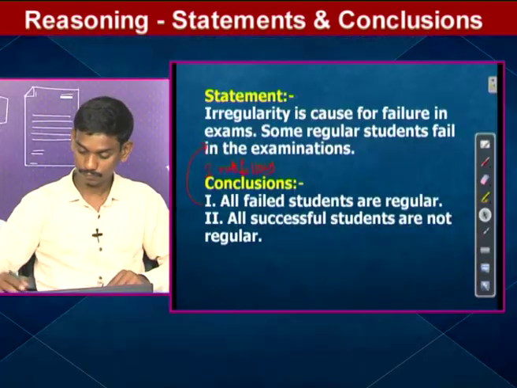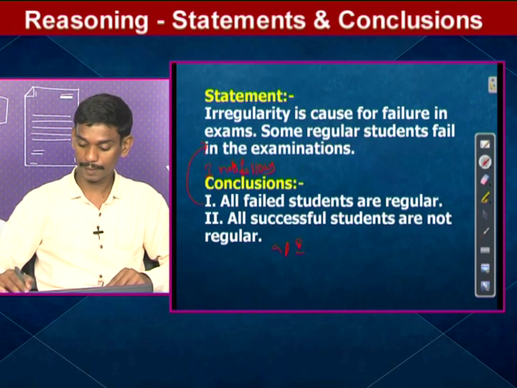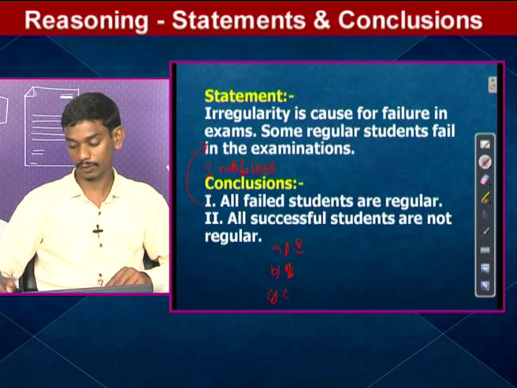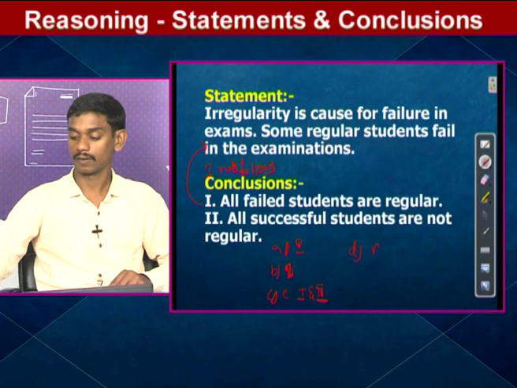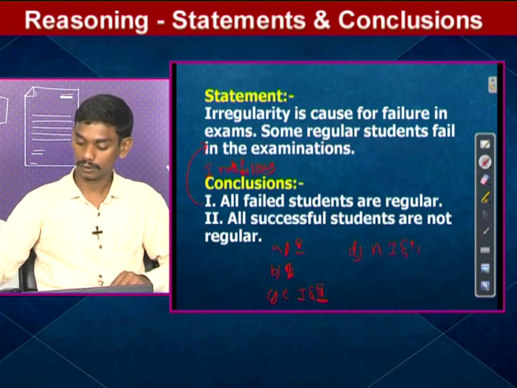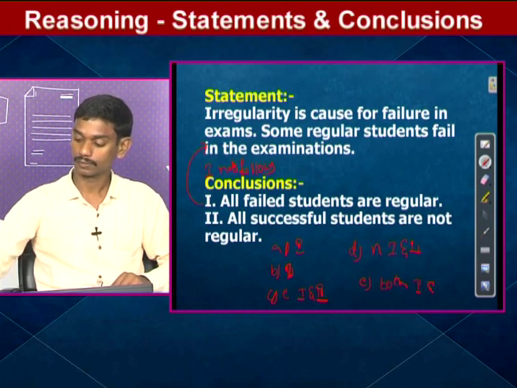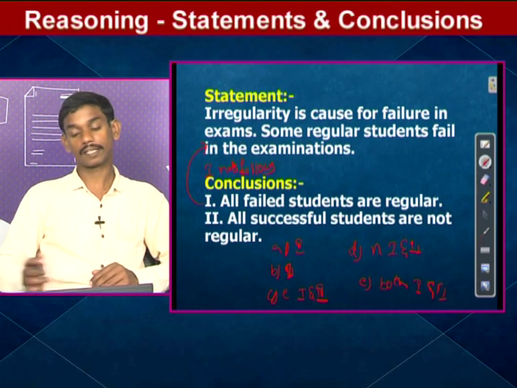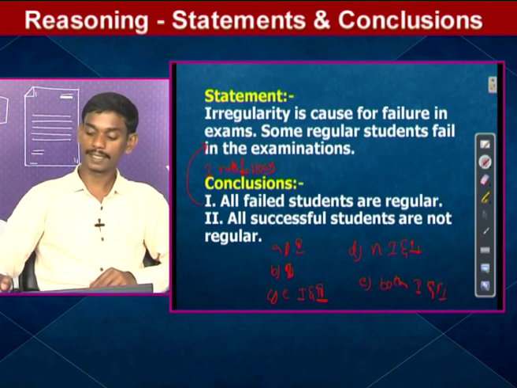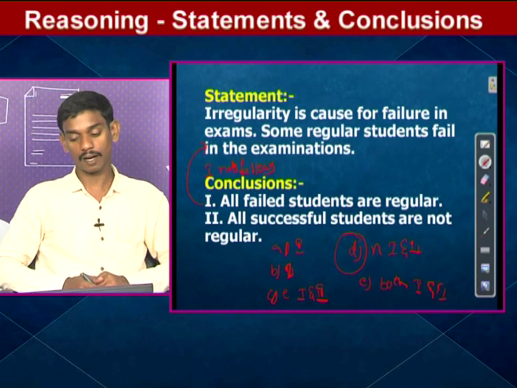Already we know the options. A means 1, B means 2, C means either 1 or 2, D means neither 1 nor 2, E means both 1 and 2 follow. So here 1 and 2 both do not follow, neither 1 nor 2 means which option is correct? D is our required option and answer.